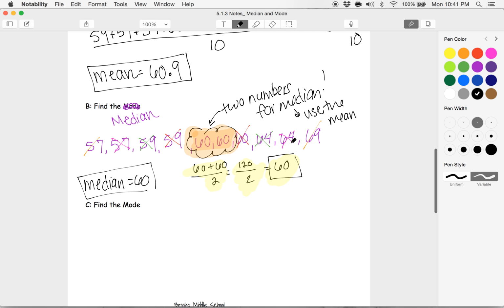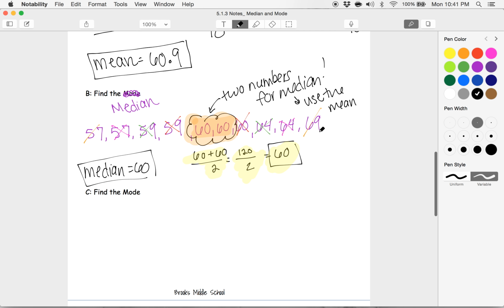Okay, last thing is we have to find the mode. Take a look at this list. We had a couple repeats this time. The 57s repeated, the 59s repeated, the 60s repeated, and the 64 repeated. But in this case, my mode would also be the 60 because it repeated 3 times. 1, 2, and there's a third one in there.